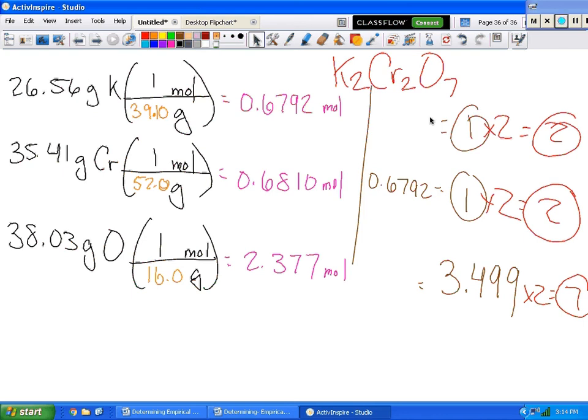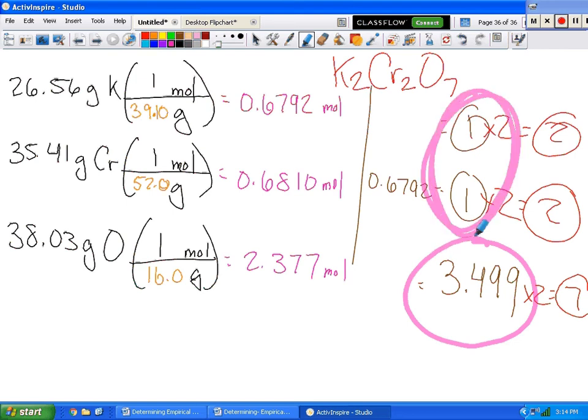Here's the problem. Why is that wrong? Stay with me, please. The first number to the right of the decimal has to be a 1 or a 9. When it's not, what do you multiply by 2? Everything. Every year, I predict what people do: they forget to multiply those numbers by 2. So they write K1Cr1O3.5. You've got to do all of them, not just the one that's not a 1 or a 9, okay?